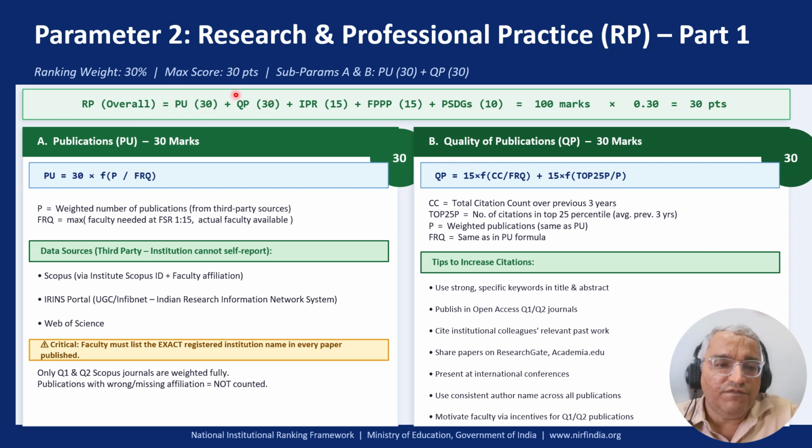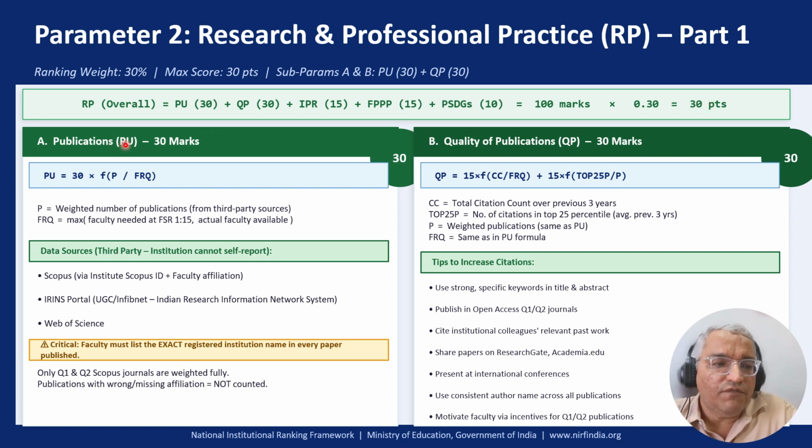Then quality of publications, which is nothing but the citations in Scopus, carries another 30 marks. Patents published and granted carries 15 marks. Then research grants and consultancy carries 15 marks, and publications and citations related to SDG carries 10 marks. So total is 100 marks. Then we apply a weightage of 0.3, which converts the score out of 30.